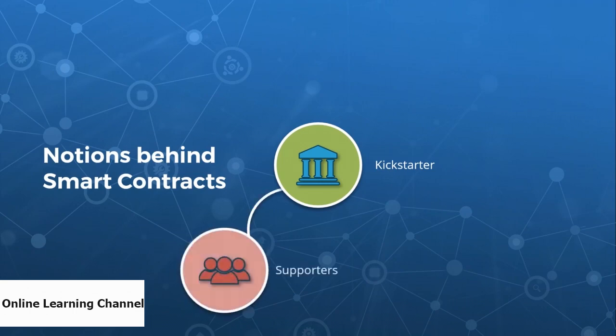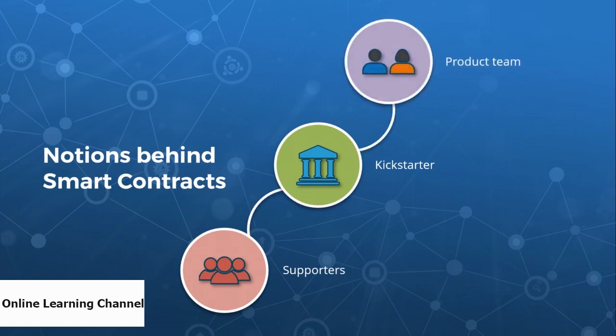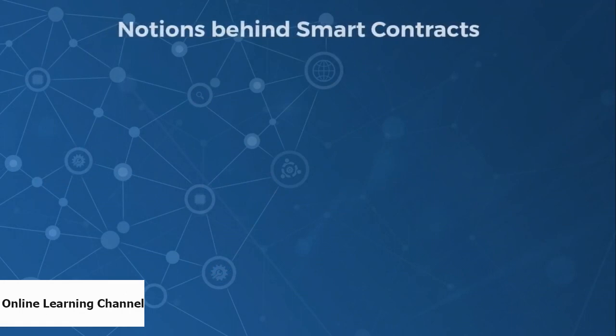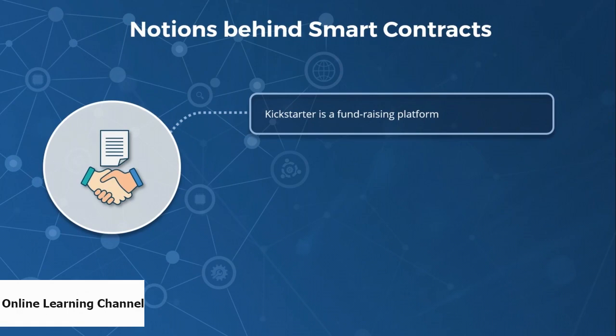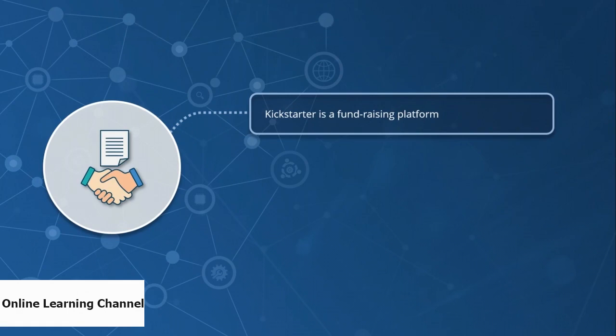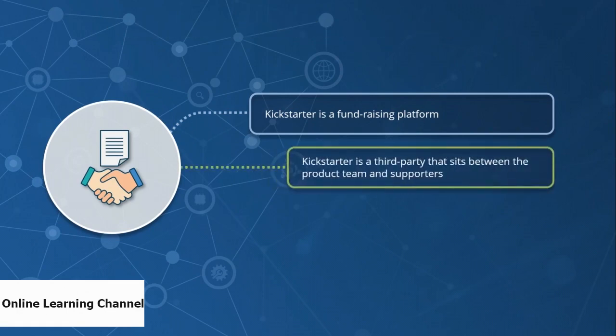So if there are supporters of a venture on Kickstarter, what they will do in order to fund that venture is to transfer over their money to Kickstarter itself. Kickstarter will keep for itself a portion of that money and then transfer over the remaining funds to the product team of the venture. So what has just happened here? Well, Kickstarter is a fundraising platform, and we have observed that it effectively works as a third party which sits between a product team which is looking to raise funds and the supporters who wish to contribute to it.